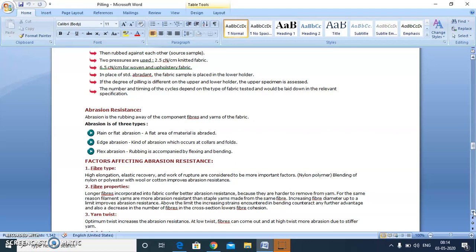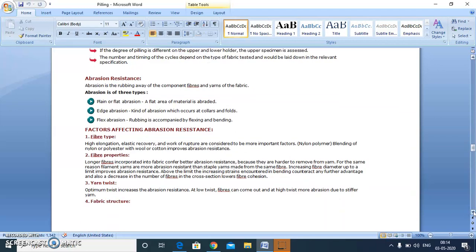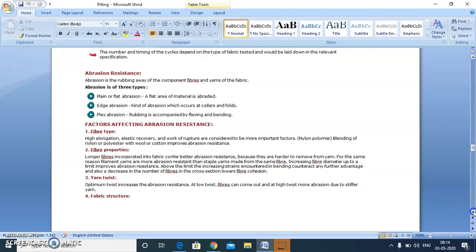Now we'll understand what are the different factors affecting abrasion resistance. As we all know, fiber type is an important factor, and the fiber which is having higher elongation, higher elastic recovery, and or higher work of rupture will show higher abrasion resistance. Specifically, nylon fiber shows very high abrasion resistance as compared to natural fibers. Moreover, we can relate abrasion resistance with different fiber properties. Longer fiber will give better abrasion resistance. All the factors which results in lower hairiness will result in better abrasion resistance.